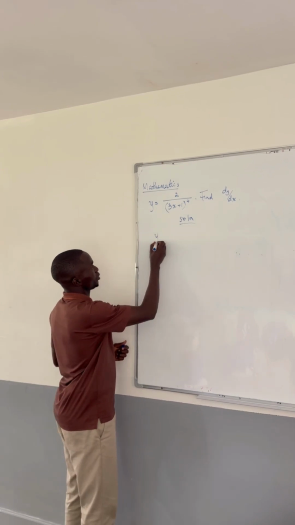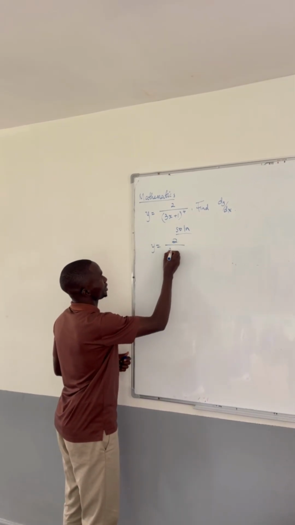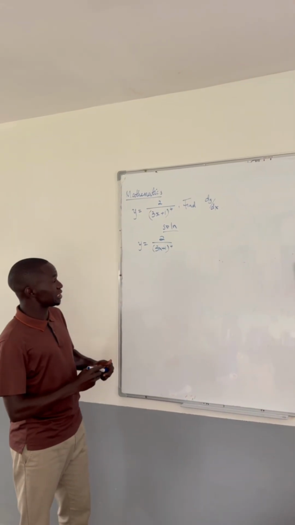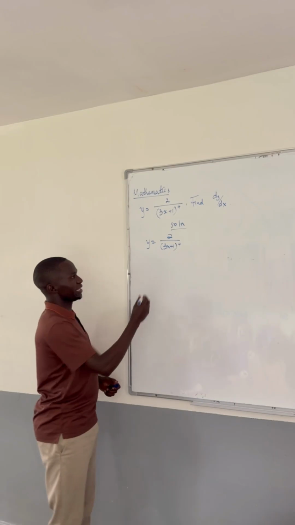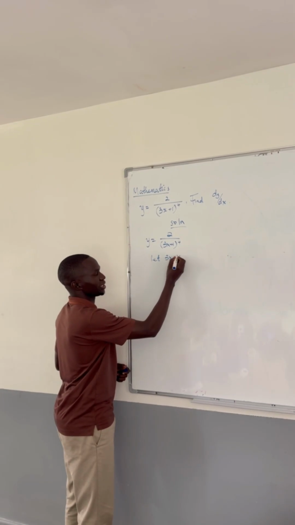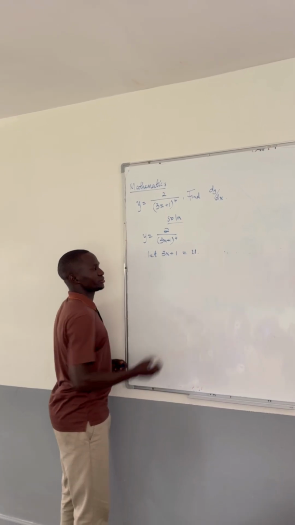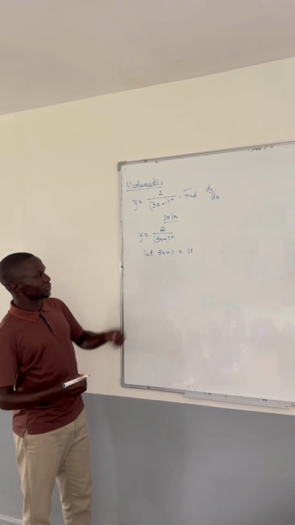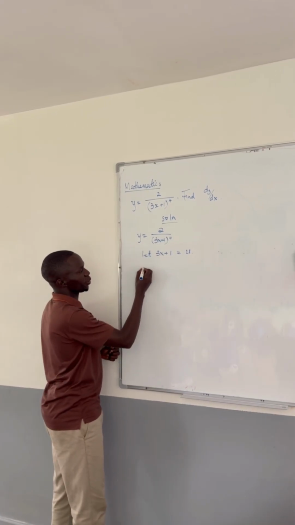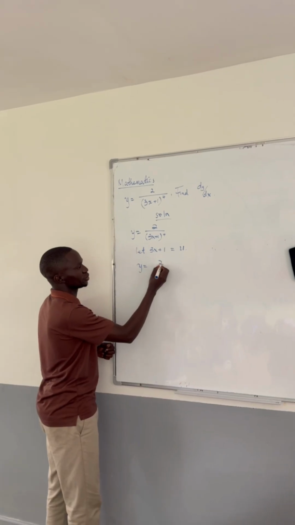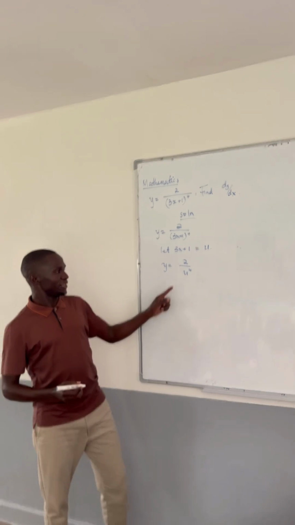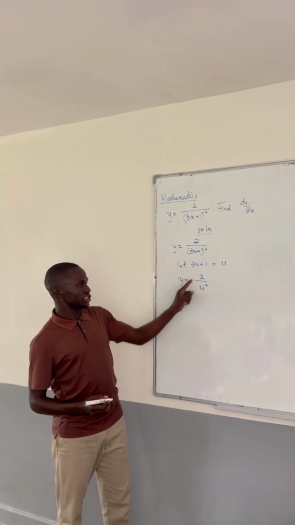Given y is equal to 2 over (3x plus 1) raised to the power 4, for us to solve this question, we're going to let 3x, which is the denominator, plus 1 be equal to u. So if 3x plus 1 is equal to u, then our y will be equal to 2 over u raised to the power 4. Now, from here, we can differentiate this.